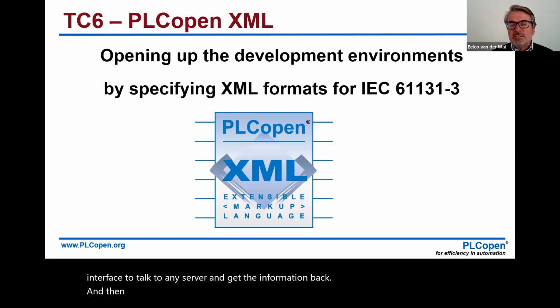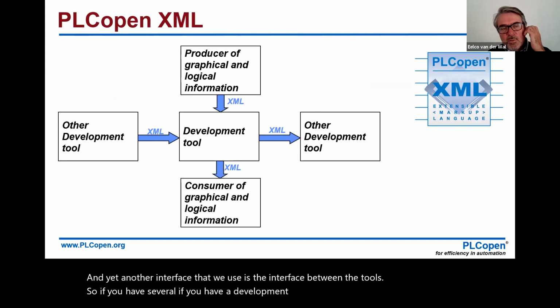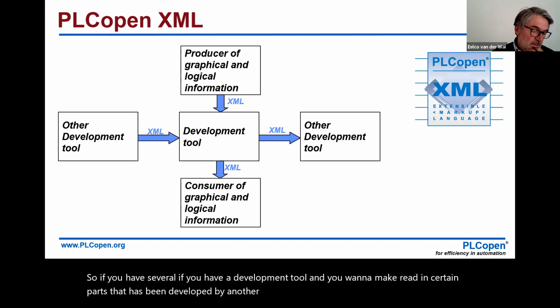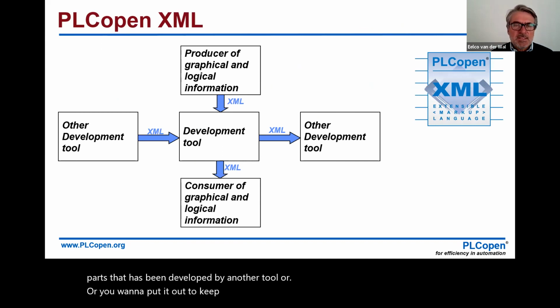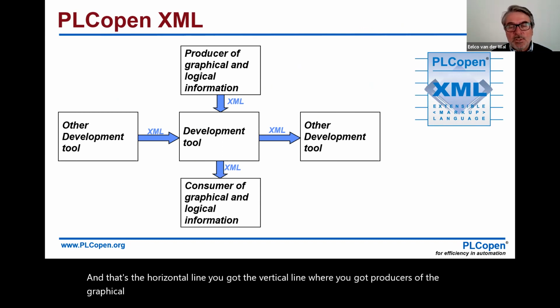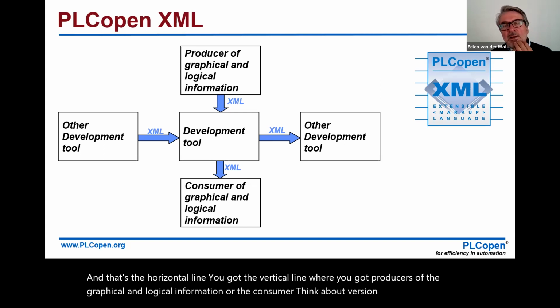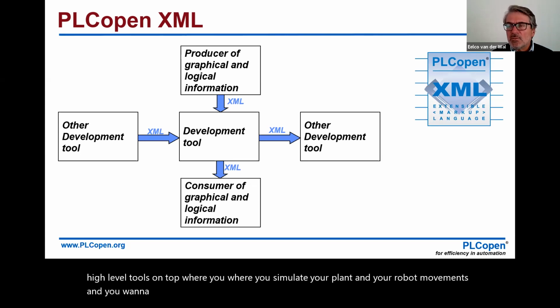And then yet another interface that we use is the interface between the tools. So if you have a development tool and you want to read in certain parts that have been developed by another tool, or you want to put it out to keep the source code, that's the horizontal line. You've got the vertical line where you've got producers of the graphical and logical information. For the consumer, think about version control, or think about high-level tools on top, where you simulate your plant and your robot movements. And you want to have access to the code. You want to have access to the timing parts.